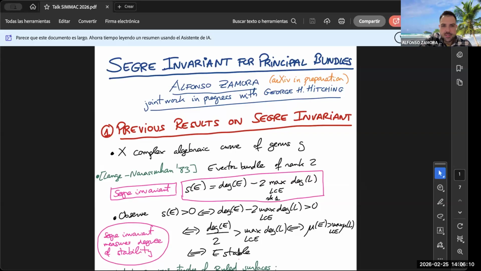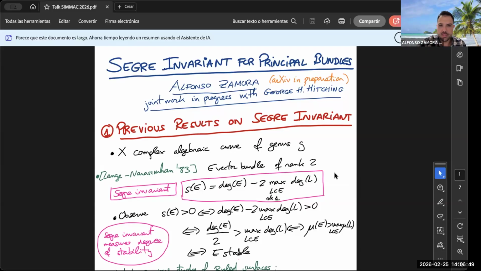So the story I will tell you today is a joint work, very much in progress, with George Hitching, where we are trying to explore the idea of the Segre invariant and the Segre stratification for principal G-bundles, a notion which is already quite well known for vector bundles. So let me first recall the idea of the Segre function or Segre invariant for vector bundles, and then I will tell you the first results we are getting in the principal bundle setting.